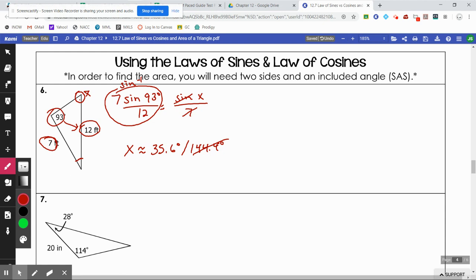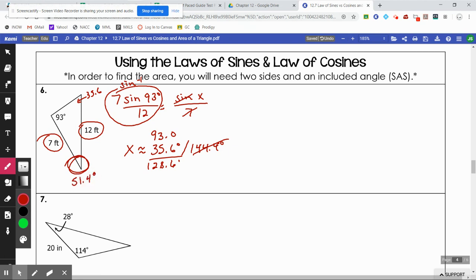However, if we look back to our original problem, let me erase some of this. Looking back to our original problem, that's not actually the angle I needed. This was the angle I just found right here to be 35.6 degrees. But to find the area, I need two sides and the included angle. So this is the one I need. So if my angle up here is 35.6, my other angle was 93, add those together, I get 128.6, which leaves me with 51.4 degrees for this one.